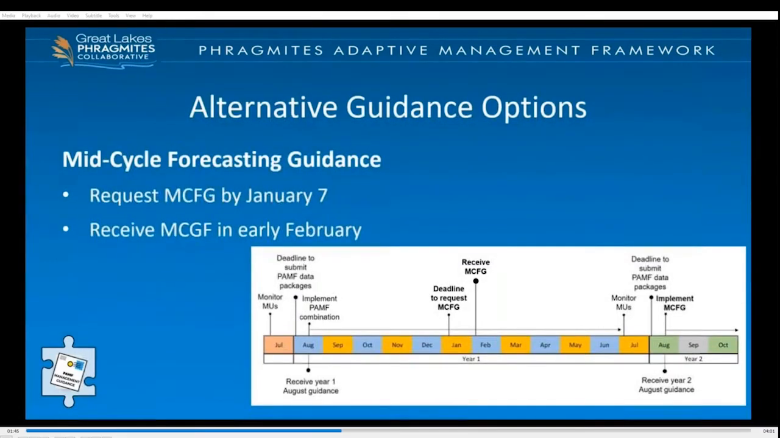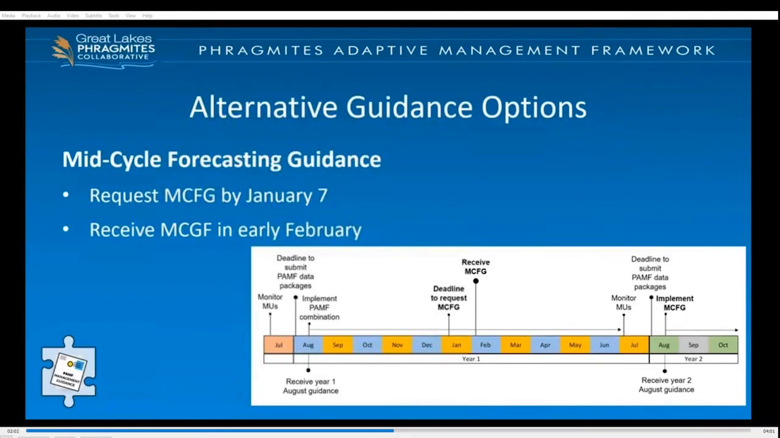If you do not anticipate being able to implement your August guidance due to timing and planning constraints, then requesting mid-cycle forecasting guidance is your next best option. Under this option, you can request a forecast of your next round of management guidance in February of each year.